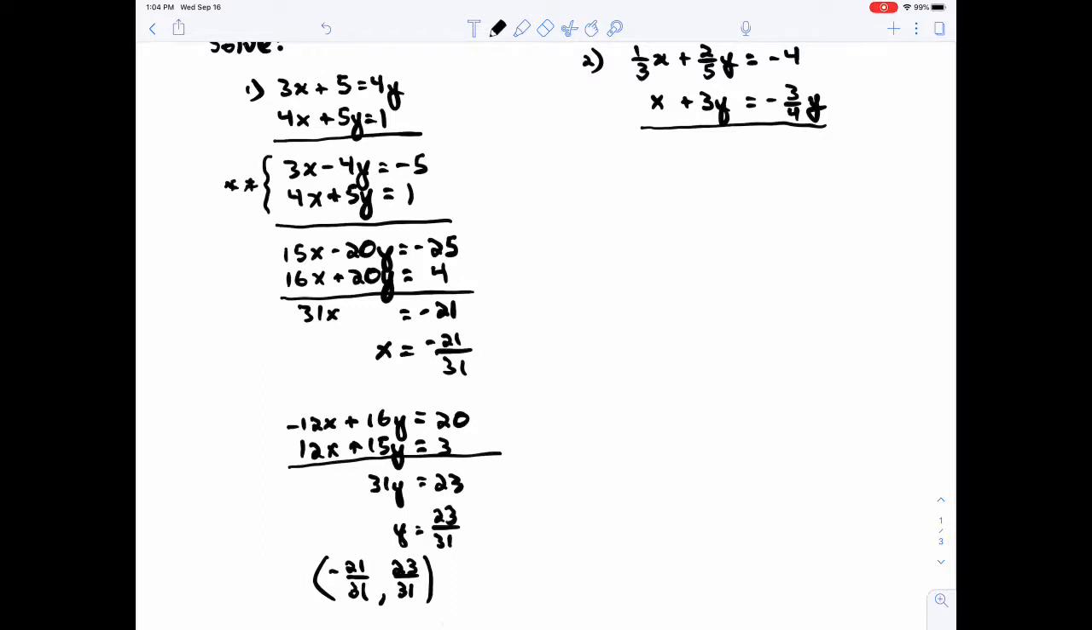You know what? I just realized that I wrote this one incorrectly, so I'm just going to change it. There should not be a y there. It should just be x plus 3 equals negative 3/4 y. Okay?